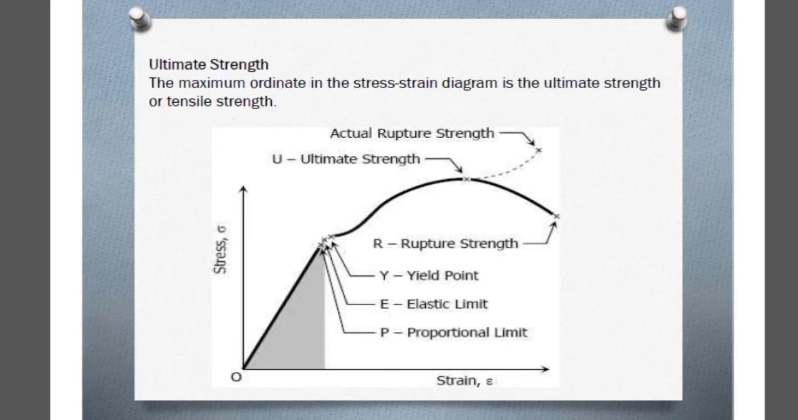What is ultimate strength? Ultimate strength is the maximum ordinate in the stress strain diagram. It is the ultimate strength or the tensile strength. Si ultimate strength, this is the maximum ordinate in the stress strain diagram.